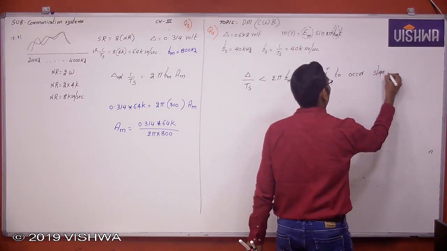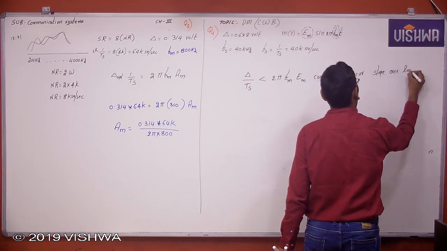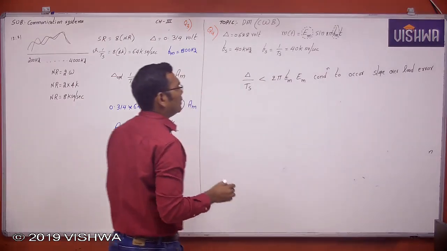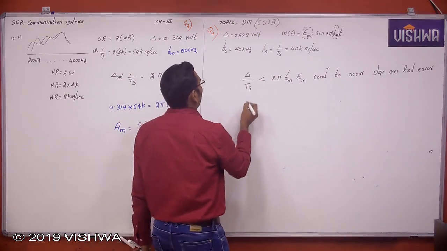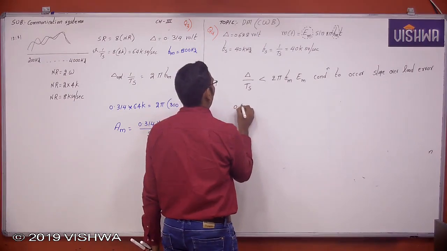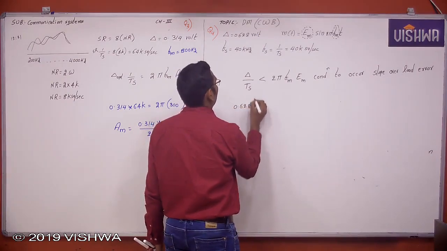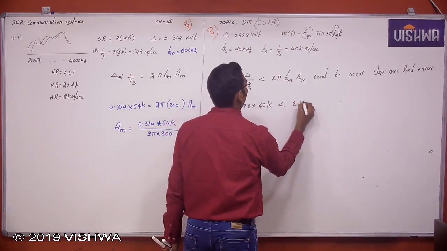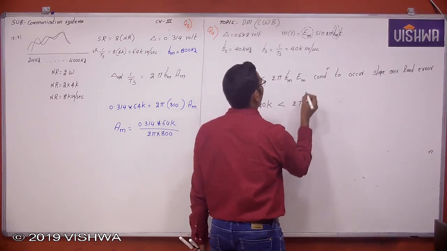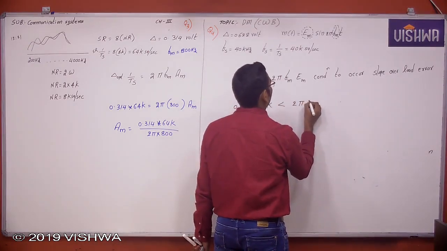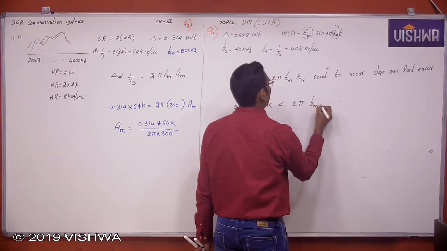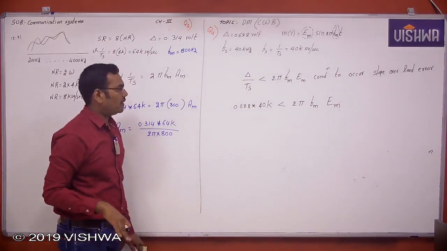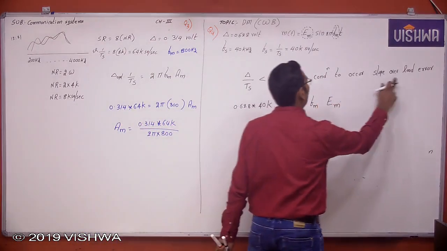This is the condition to occur slope overload error. Now this is the step size, 0.628. Now the sampling rate, 40 kilo, is less than 2 pi Fm. What is Fm? Fm has to be calculated, and Em too. This condition should be satisfied, then only you can have a slope overload distortion.